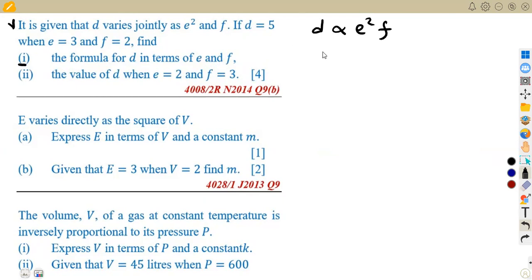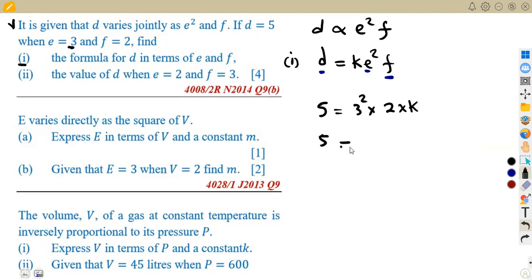Meaning to say, they need us to find the constant first in this case. So we are going to have D is equal to K E squared F, and we are supposed to substitute the information that we are given to find the value of K. Given that D is 5, so 5 is equal to E is given as 3. So we are going to have 3 squared times F, which is 2 in this case, times K. So we can calculate the value of K first. 3 squared, that is 3 times 3, which is 9. Then 9 times 2 is going to be 18. So this is going to be 18K.